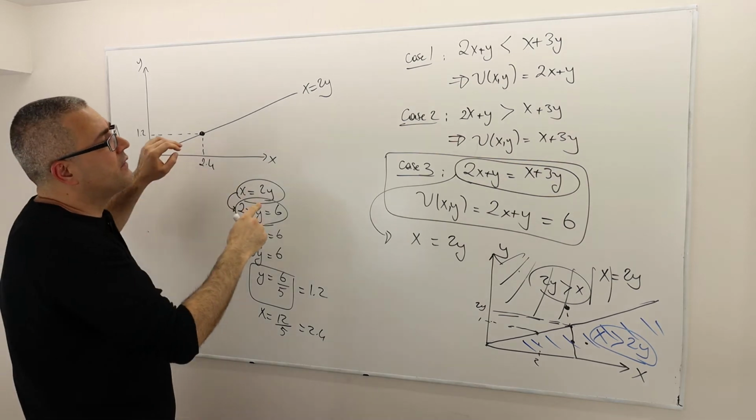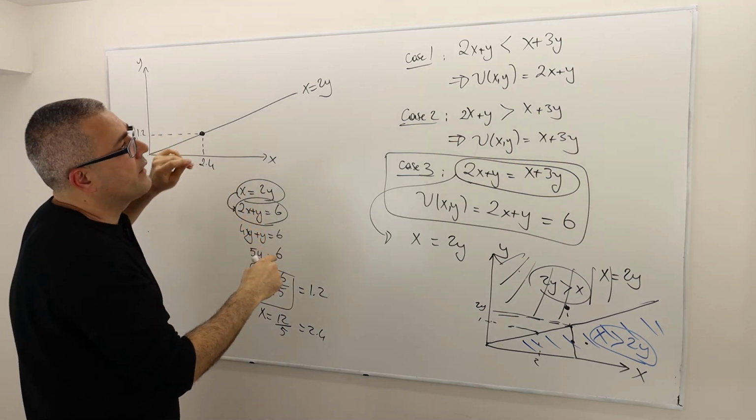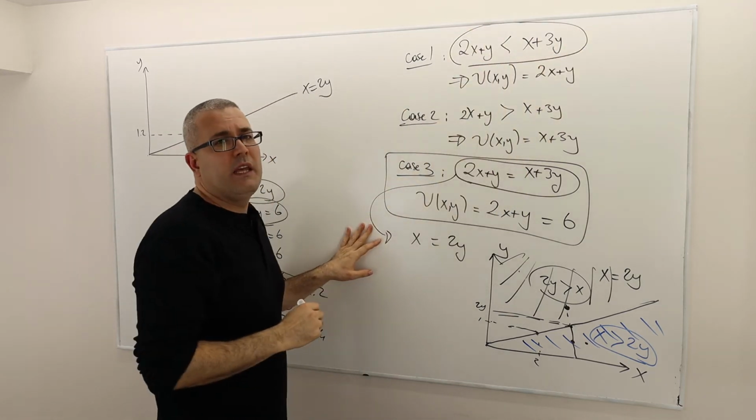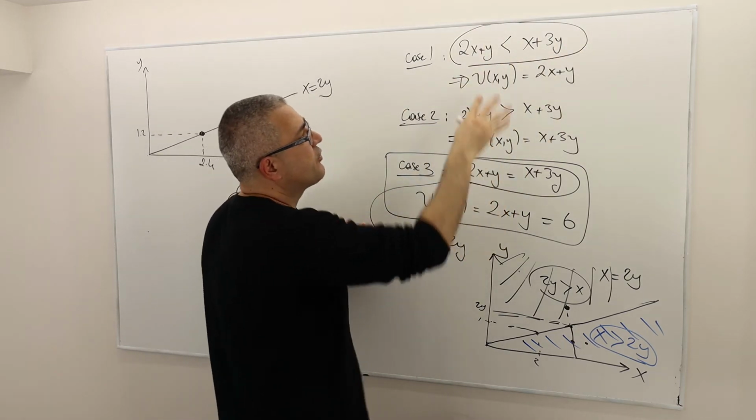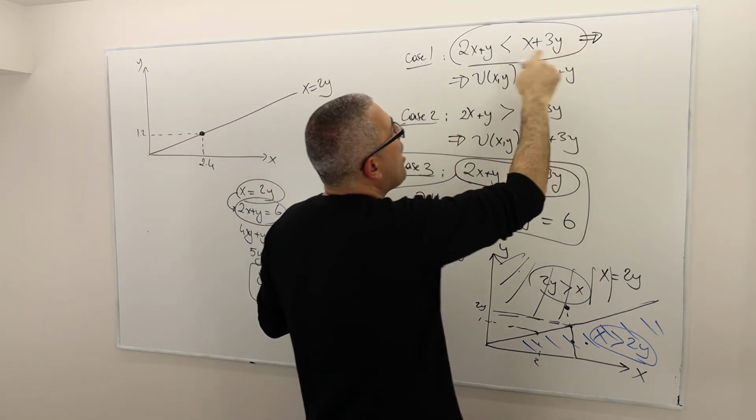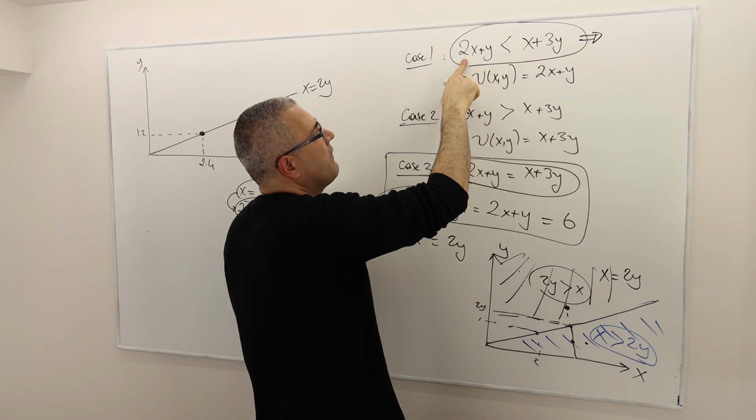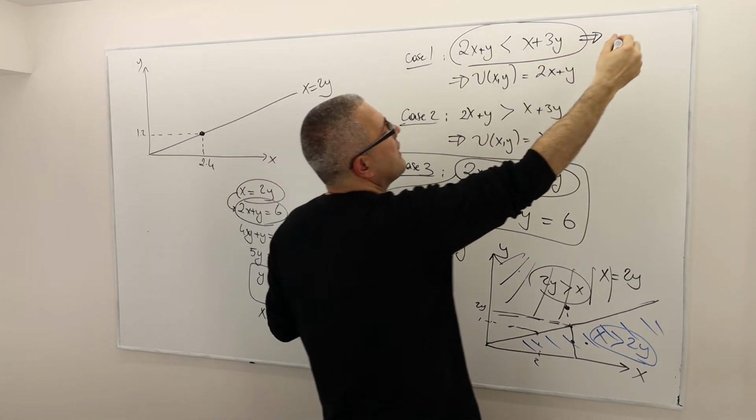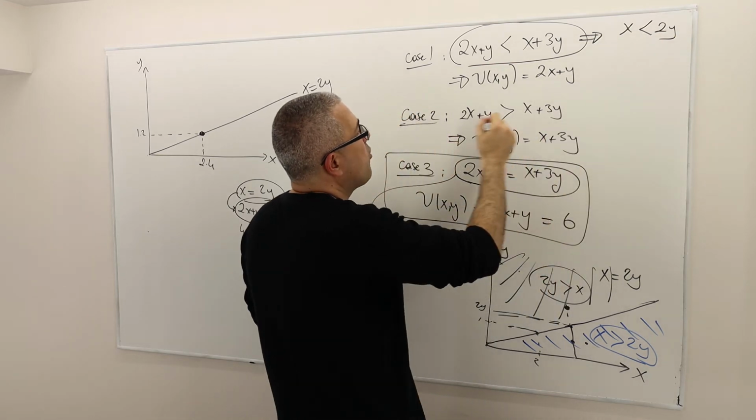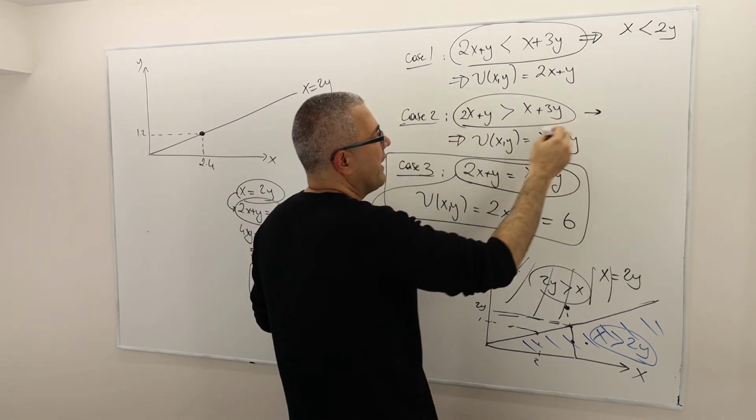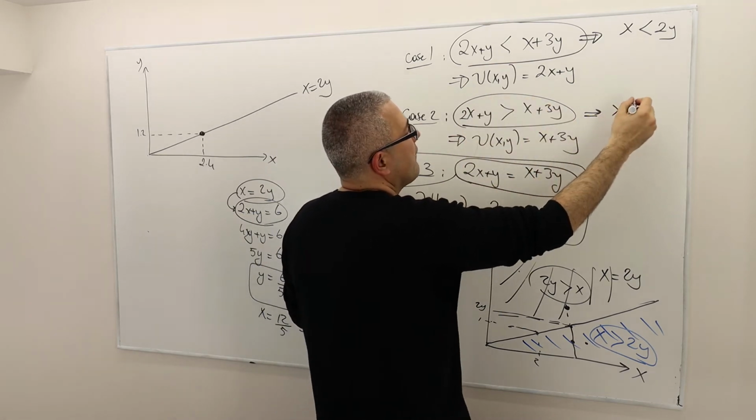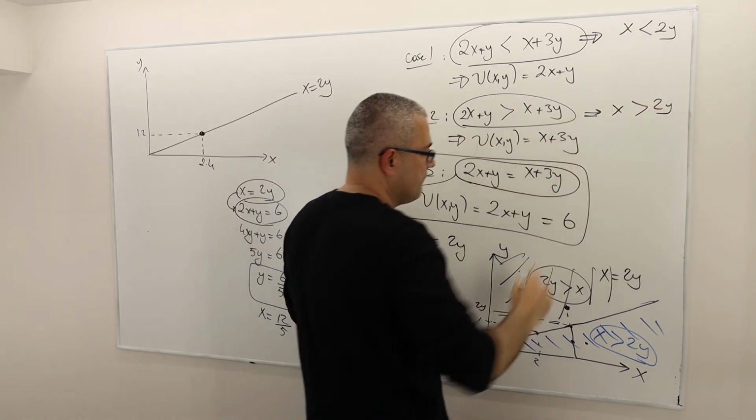Remember my case? Okay, so here's the thing. What does this inequality mean? Let's simplify them. This inequality means if you send x to the left-hand side and y to the right-hand side, it's going to be x less than 2y. And this inequality means, once again, if you send x to the left-hand side and y to the right-hand side, you're going to have x greater than 2y.